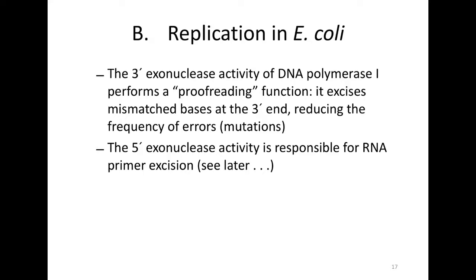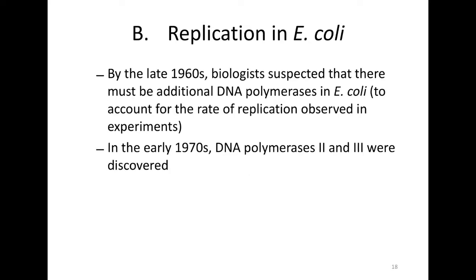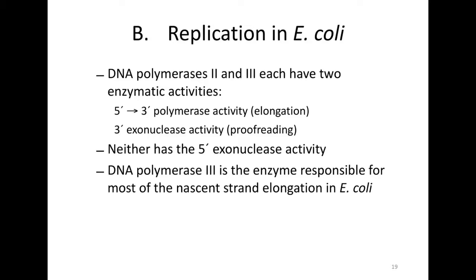Based on the replication, the scientists thought that there were three polymerase enzymes rather than only one. In the 1970s, DNA polymerase 2 and 3 were discovered. Polymerase 2 and 3 lack 5' to 3' exonuclease activity and have 5' to 3' polymerase activity for elongation and 3' to 5' exonuclease activity for proofreading.